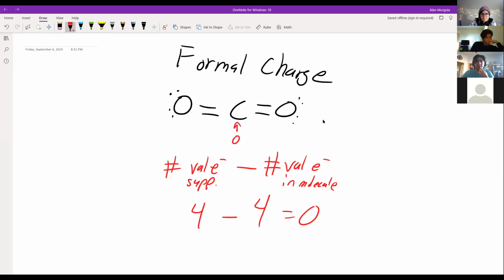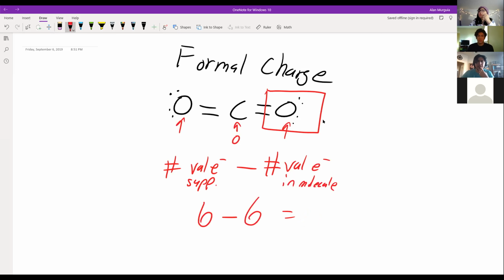Now, since both of these oxygens are the same, we can just do one. If I draw this box around here, how many electrons is oxygen supposed to have naturally? 6. And how many are present within the box? 6, because we cut the lines in half right here, so they would count as 1. And here we have 2, 4, and then these 2, 6. So that would make it 0. So we know that this oxygen has a formal charge of 0, which means since this oxygen is the same, we could also say 0. So the total charge of the entire molecule would be 0. So it'd be neutral, because that's how carbon dioxide is.